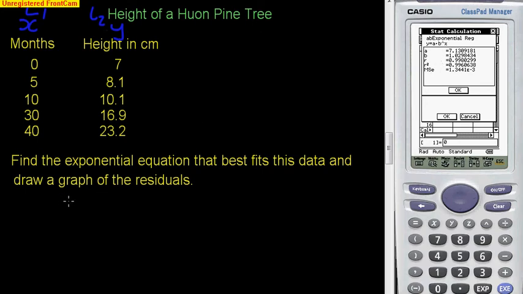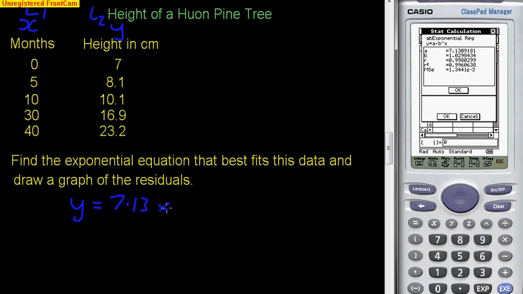So if I was just using y's and x's, I would write that y equals a, which is 7.13, times b, which is 1.03, that's to 2 places of decimals, all to the power x. Or in this question, if we're using the symbols here, I might use h for the height, equals 7.13 times 1.03 to the power m, where m is months. That's my exponential equation that fits.